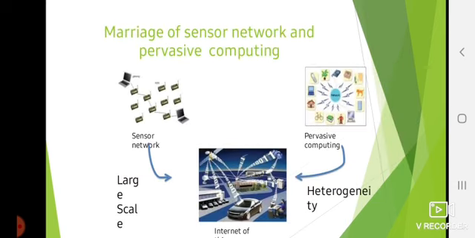Next, we are going to see about the marriage of sensor network and pervasive computing. The large scale is the sensor network and the heterogeneity is pervasive computing. Consisting of both, the Internet of Things can be maintained. The sensor network and pervasive computing are the most important thing in the Internet of Things application development.